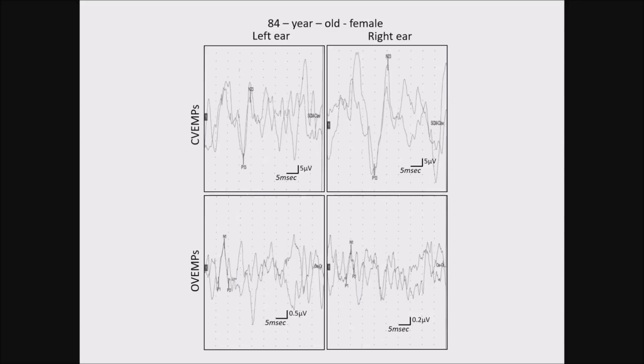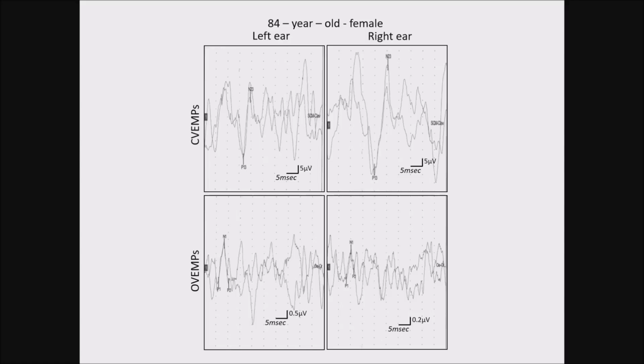This 84-year-old female, again, I emphasize the beautiful nature of these VEMP responses, even at this age. So you should not be afraid to do VEMP responses in the elderly population, and you can get these beautiful responses. One important fact here is that, as you know, the caloric response pathway includes the superior vestibular nerve. We have here the ocular vestibular evoked myogenic potential, which also includes the superior vestibular nerve. So we have abnormal caloric responses bilaterally, but normal OVEMPs bilaterally.